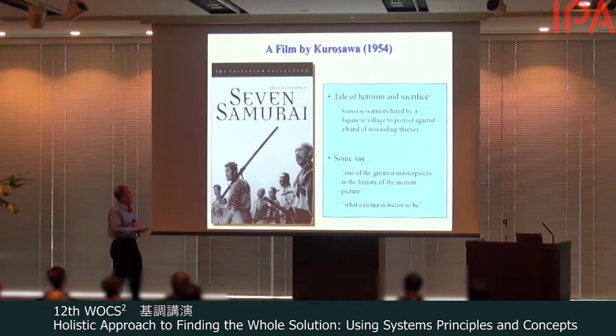Because what was the problem? There was a Japanese village, and these thieves were coming around harassing the villagers and trying to steal their crops, steal their women, and trying to cause lots of trouble. So the villagers went to the samurai and said, "We need your help."